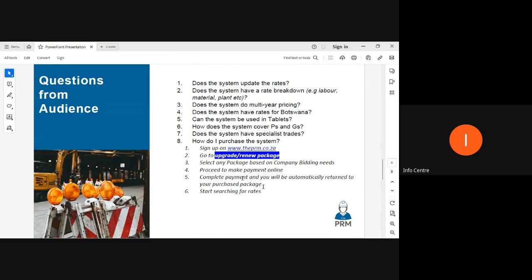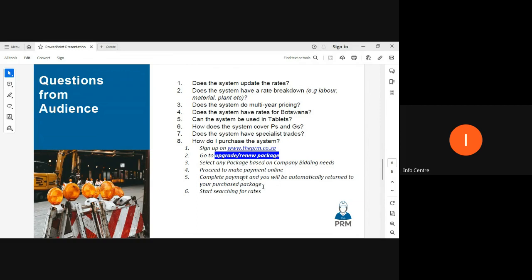Number 6, how does the system cover P's and G's? Very important. In terms of the production rates, the system has all the production rates, but for P's and G's, because they vary from project to project, instead of giving you a database for that, we give you pricing guidelines with worked out examples as well, so that at least you can follow the practice. That is found in our resource library for standard as well as premium subscribers.